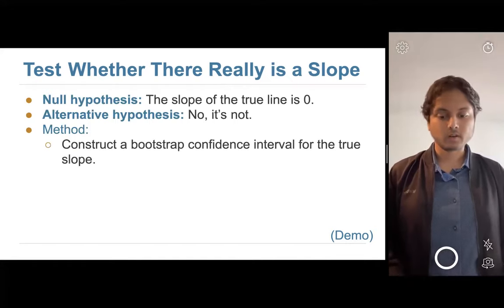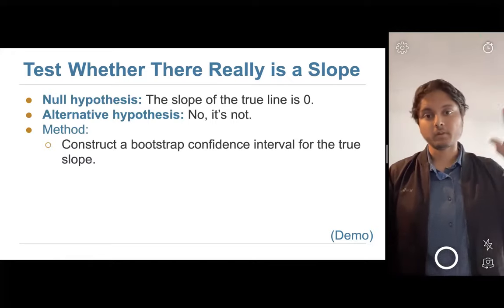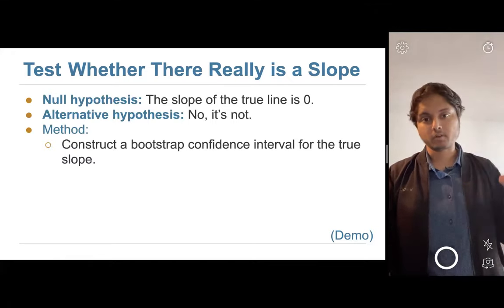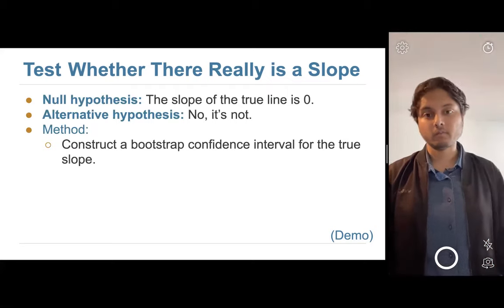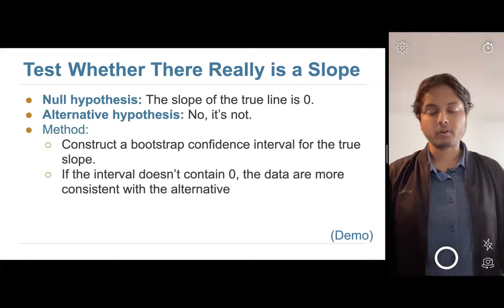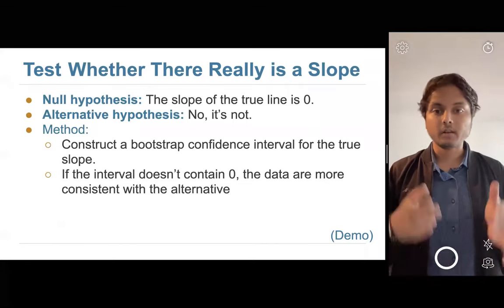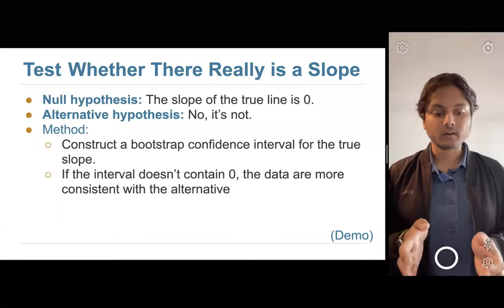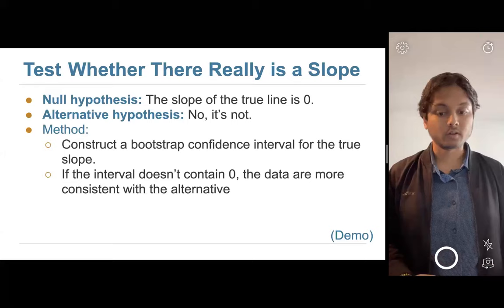Same thing we just did. We'll construct a bootstrap confidence interval for the true slope. We'll resample our data many, many times, fit a bunch of regression lines, and then look at how that slope varies across all of our samples. Then we'll create this 95% confidence interval of the slopes. If that interval doesn't contain 0, that means the data is more consistent with the alternative, that there is an interesting slope.